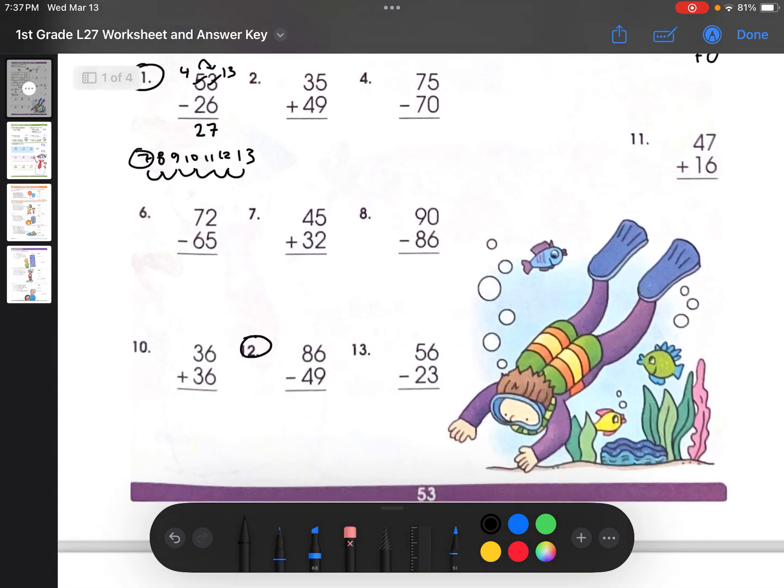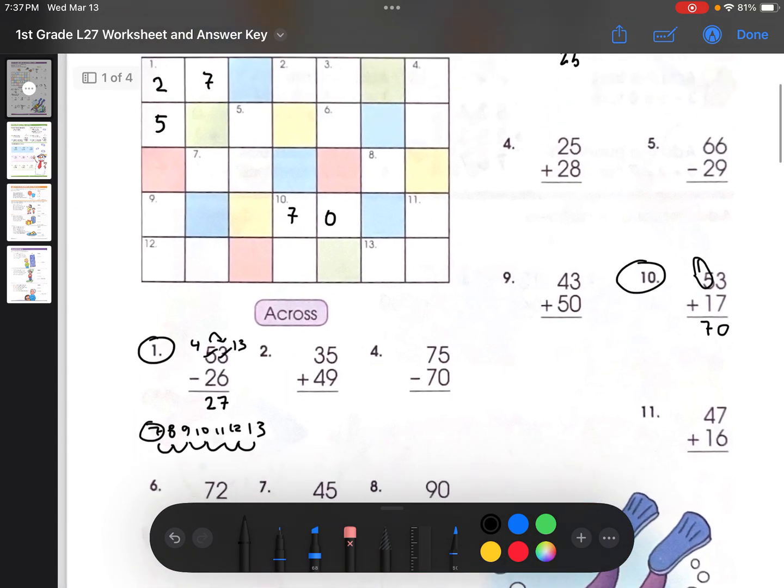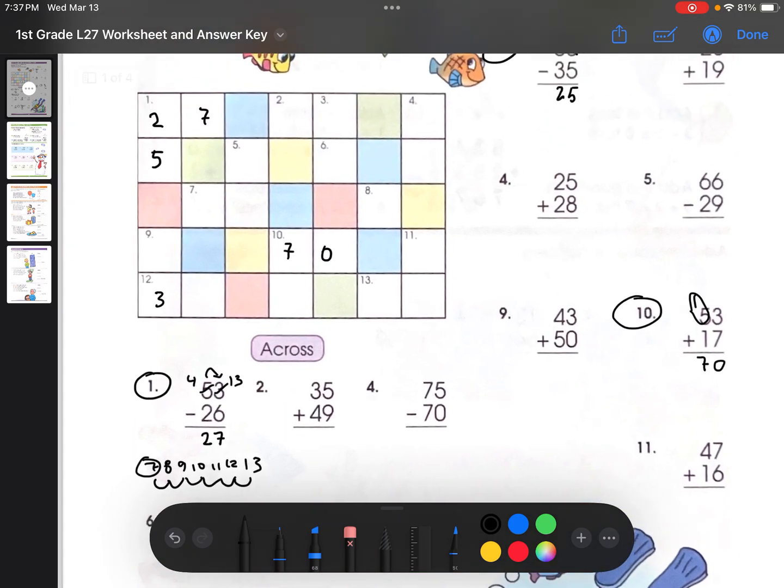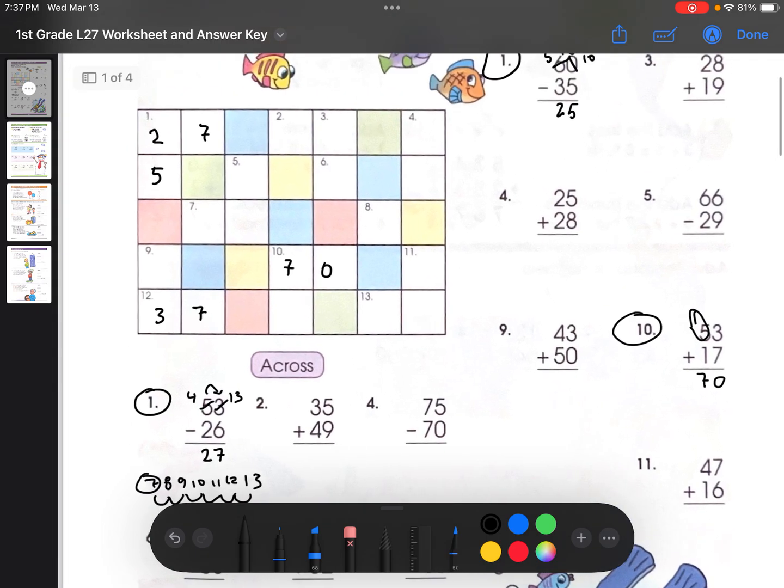And then I'll just do one more across. Let's do number 12. 86 minus 49, so you can't do 6 minus 9. So from the 80, you make it 70, and then you donate a 10 to the 6, making it 16, and then 16 minus 9 is 7, and then from the tens place, 7 minus 4 is 3. So the answer is 37 for 12 across. You guys keep solving it out, you'll be able to fill in all the numbers. The colored spaces here are all blank, so you don't have to fill them in.